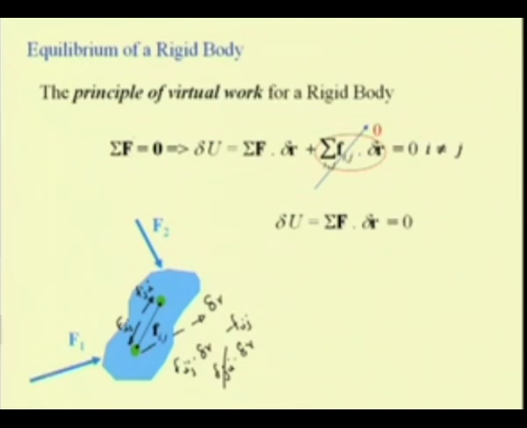So, if equilibrium exists, that means sigma f is 0. So, for any virtual displacement delta r, this virtual work delta u is 0. So, this is how we define an alternative equation for equilibrium. We can state that sigma f equal to 0 is the equilibrium equation for a rigid body to be in equilibrium, and in terms of virtual work we can say that the virtual work done by these external forces for any consistent virtual displacement should also be 0.